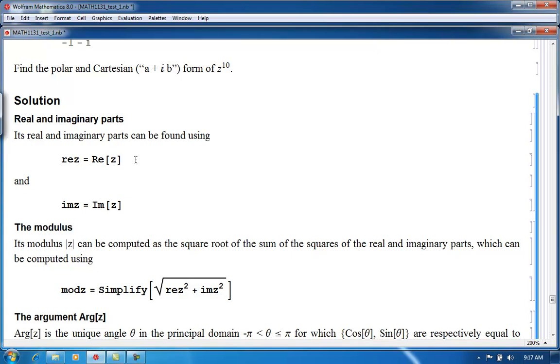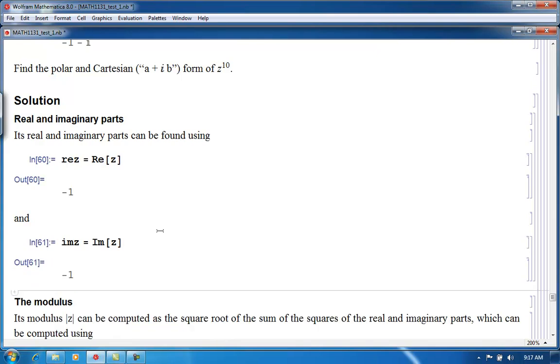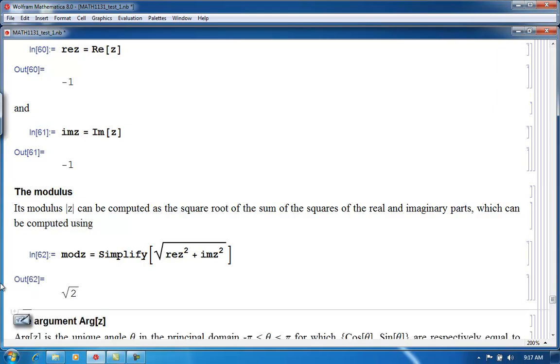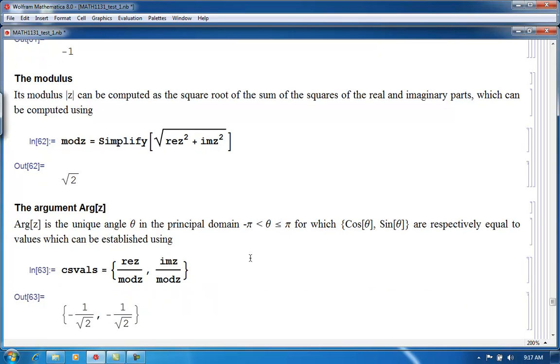To find the polar form, we need to find the modulus and argument. We start by finding the real part and the imaginary part of z, and then the modulus is the square root of the sum of the squares of the real and imaginary parts, which is the square root of 2. And then to find the argument of z, we calculate the values of cosine and sine theta using that.